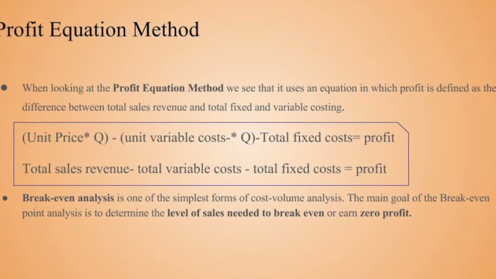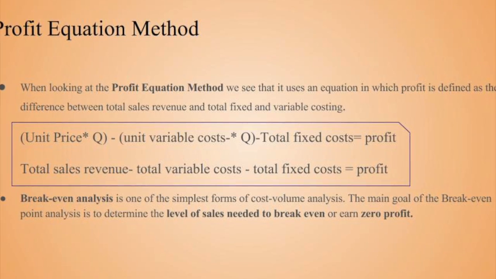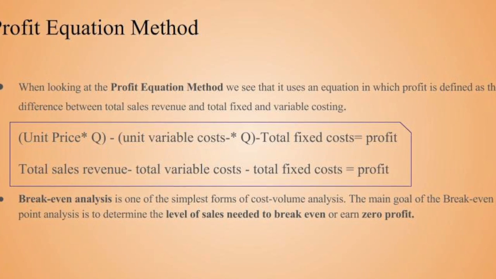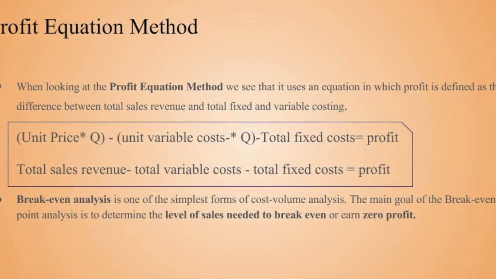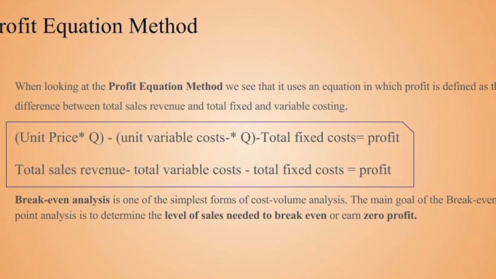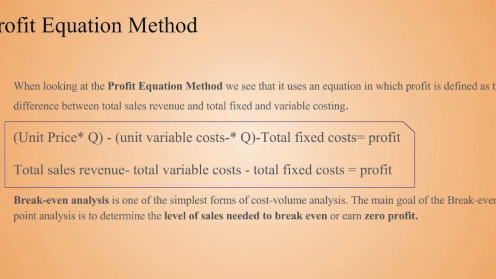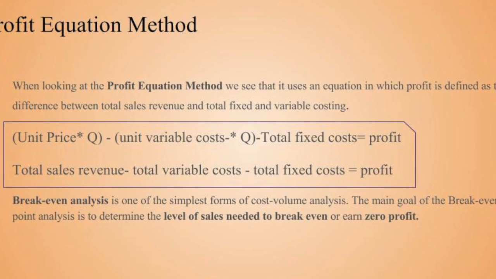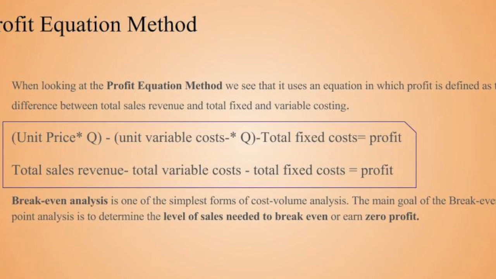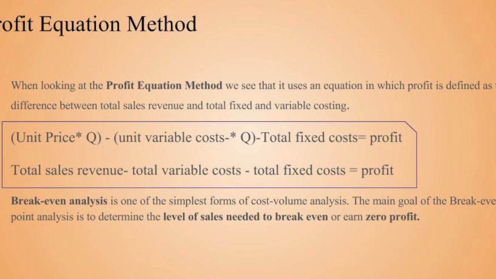To solve for the quantity, we need to determine the number of units needed to earn our target profit or to break even. Now say we already know the number of units. We then can solve for the other variables that are unknown, such as the sales price needed to break even or the maximum fixed cost needed to earn a target profit.